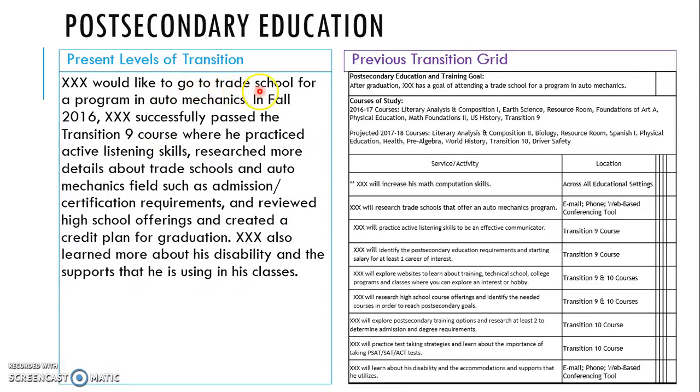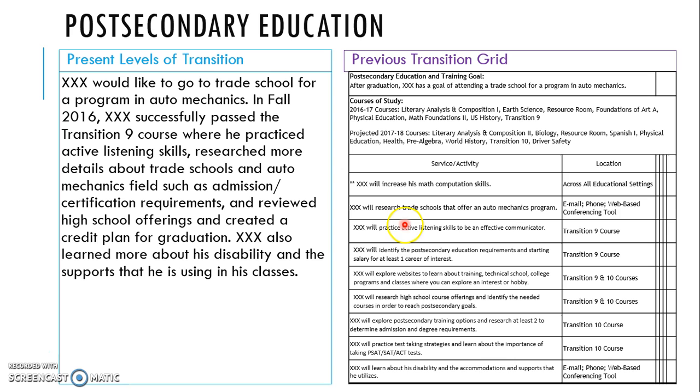Okay, so you would say he wants to go to trade school for a program in auto mechanics. He successfully passed the Transition 9 course where he practiced active listening skills, right here. Researched more details about trade schools and auto mechanics fields such as the admission and certification requirements. Here we go. Reviewed high school course offerings, and created a credit plan for graduation. So this addressed all of the things in here. He also learned more about his disability and the supports that he's using in his classes, which is an ongoing activity down here. So that covers everything.